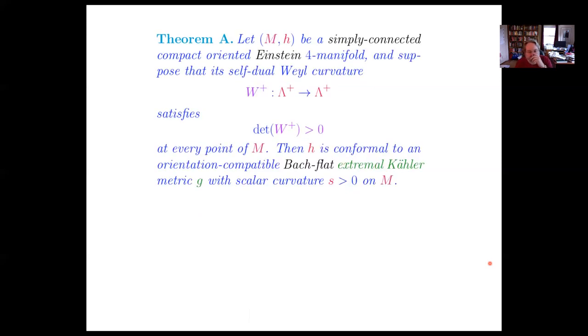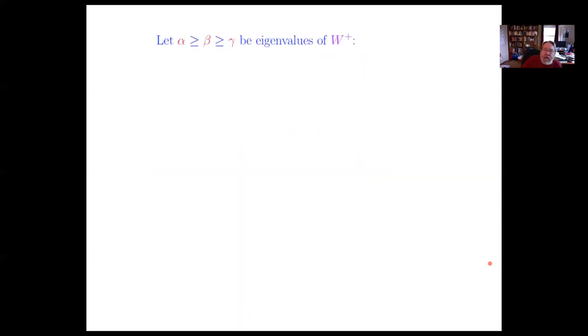So let me give you a more concrete sense of what we are saying about the eigenvalues of W plus. Well, we could diagonalize W plus to have eigenvalues alpha, beta, and gamma, where I'll take alpha to be the largest one, gamma to be the smallest one.